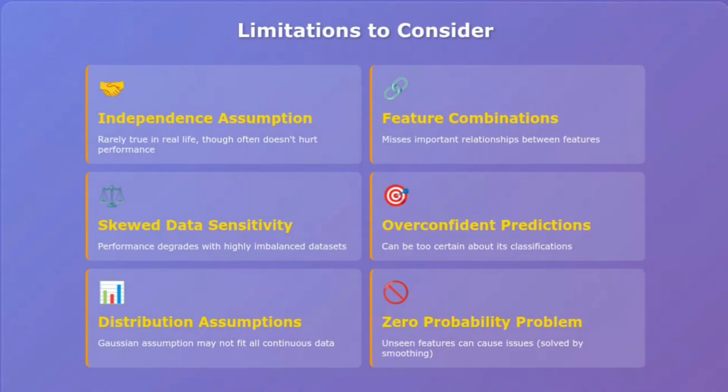However, Naïve Bayes has important limitations. The independence assumption rarely holds in real life, though this often doesn't hurt performance as much as you'd expect. It can struggle with feature combinations. If features work together in important ways, the algorithm might miss these relationships. It's also sensitive to skewed data and can be overconfident in its predictions. For continuous features, assuming normal distribution might not always be appropriate.